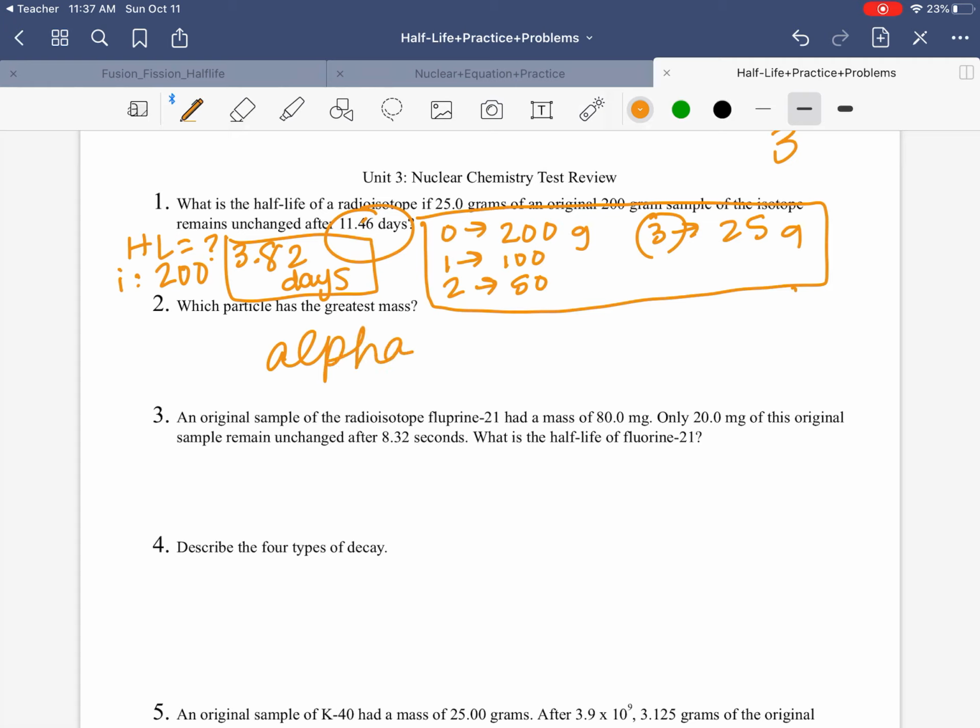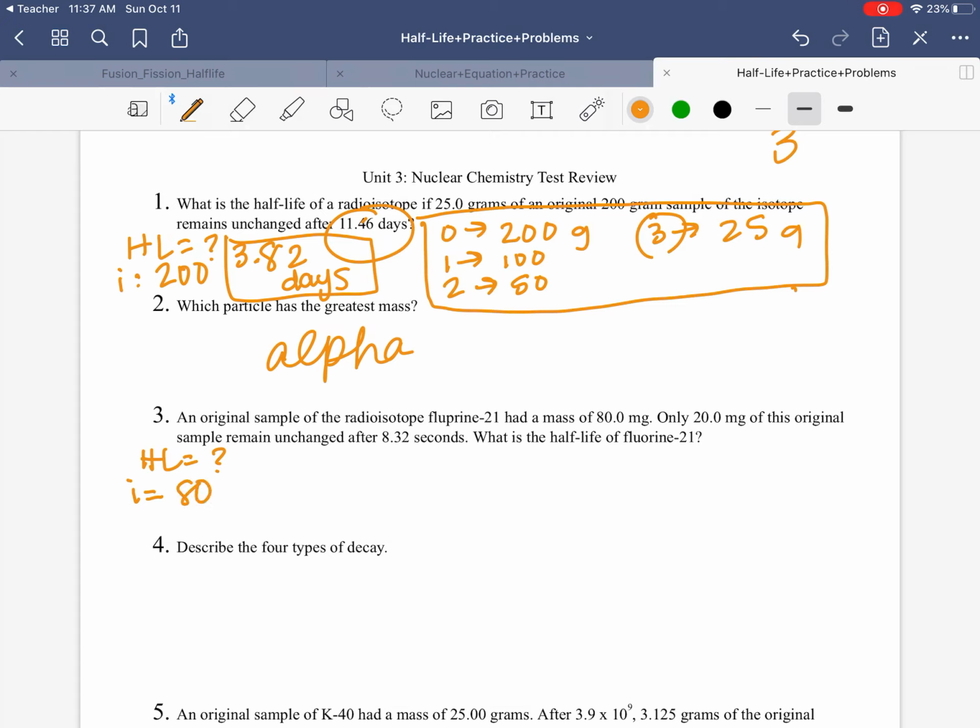Number 3, an original sample of the radioisotope fluorine-21, that's a typo, has a mass of 80 grams. Only 20 grams of its original sample remains unchanged after 8.32 seconds. What is the half-life of fluorine-21? So this is going to be the same as number 1. They want to know what the half-life is. Your initial is going to be 80.